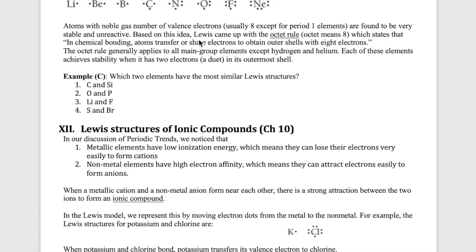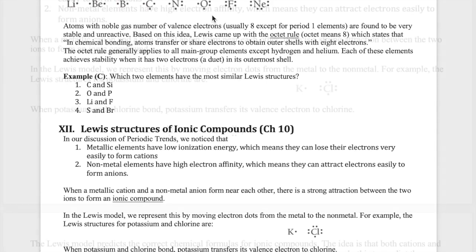Lewis, the person who invented this way of drawing, proposed the idea that in order for a compound to be stable, it must satisfy the octet rule, meaning that the element must have 8 electrons around it. So our goal, as you'll see when we draw Lewis structures, a lot of times is to represent the 8 electrons around a particular element.